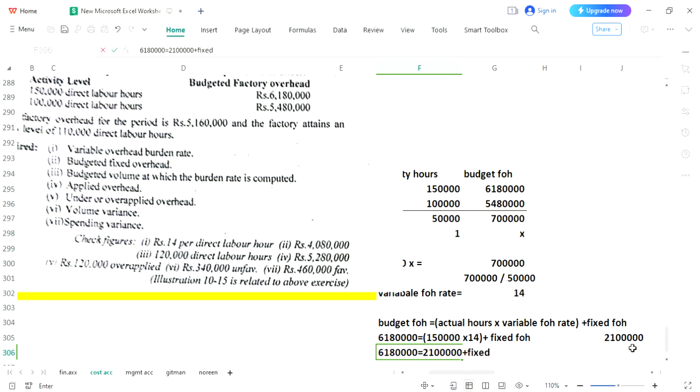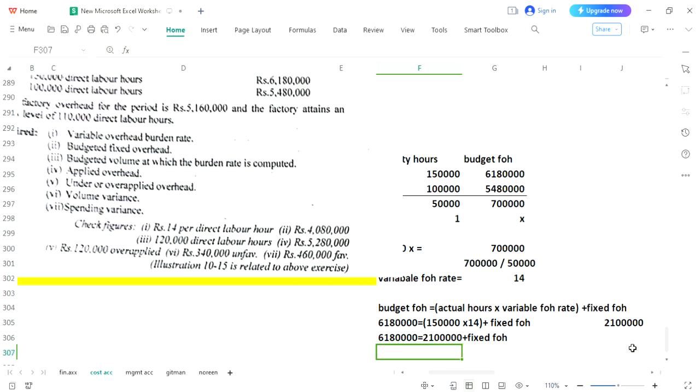Look, it's a primary school statement. We are just following simply to calculate fixed FH. Now see, fixed FH and 21 lakh is being added on right side of is equal to. You want to take this 21 lakh to the left side. Here it is being added. When you will take to the left side, it would be subtracted. So what you will write? 61 lakh 80,000 minus 21 lakh, and then is equal to fixed FH.